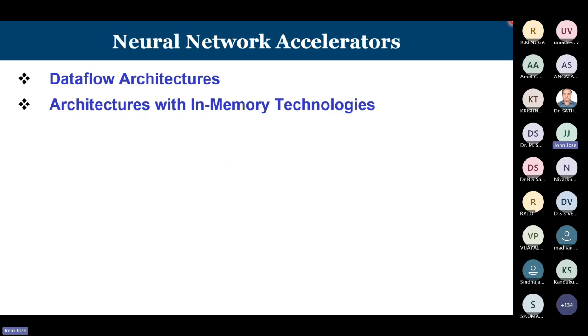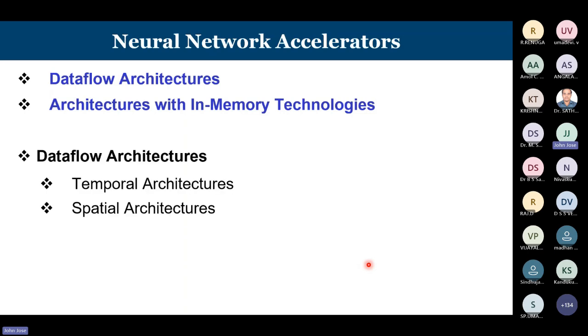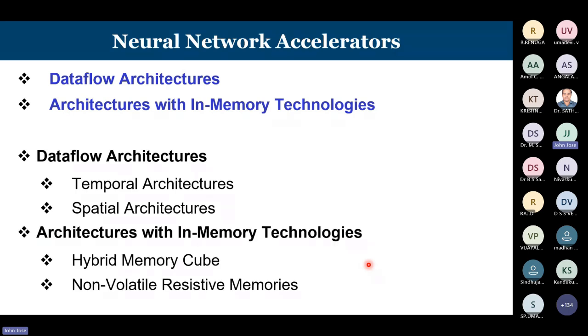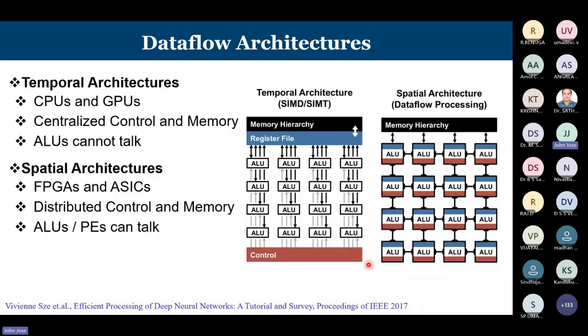Now, neural network accelerators can be of two types. One is data flow architectures, or it can be architectures within memory technologies. Data flow architectures are of two types, temporal and spatial. And in-memory architectures, we do with hybrid memory cube and non-volatile resistive memories. As the name suggests, in data flow, the inputs and weights are going to flow. Data flow architectures can be temporal architectures like your GPU and CPU.